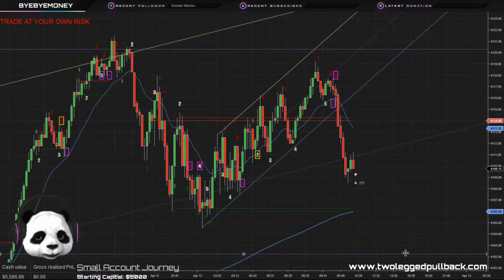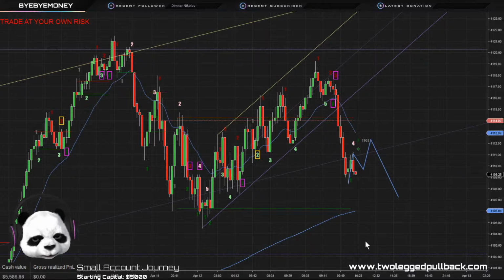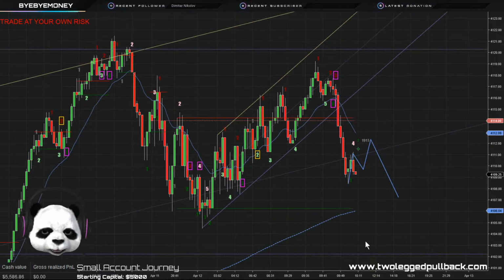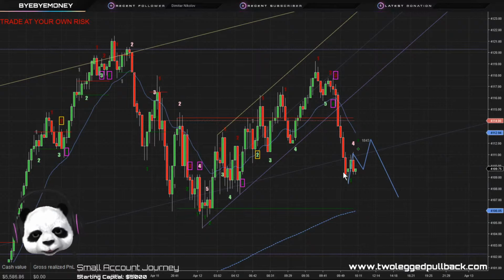And yeah, so with that being said, we might want to find a two-legged pullback like this, because we have not made our measure move yet, and these measure moves are magnets. The reason why they're magnets is because typically there's no buyers until the measure move, and there's no sellers covering their position until the measure move. And so the path of least resistance is to the measure moves typically.